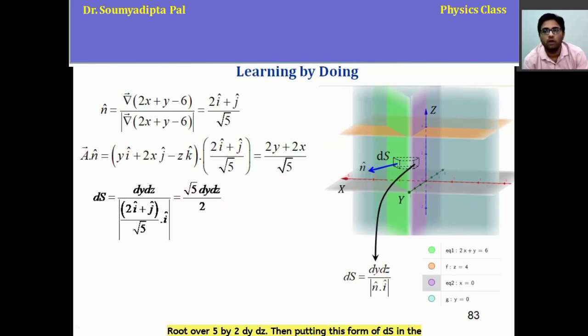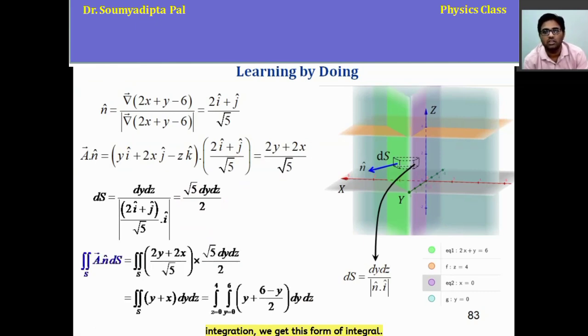Then putting this form of dS in the integration, we get this form of the double integral, y plus x dy dz. Now here we will do one small trick: we will write x in terms of y, because the integration has to be performed with respect to y and z, and here the equation of the plane will help us. As the equation of the plane is 2x plus y equal to 6, x will be (6 minus y) by 2.